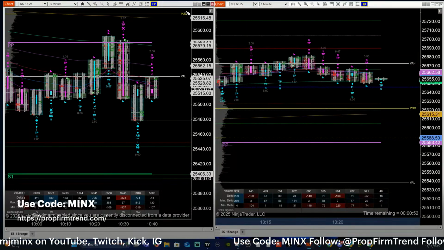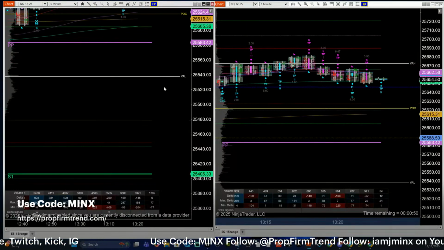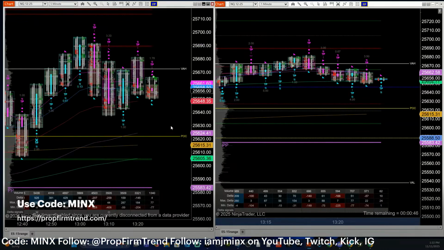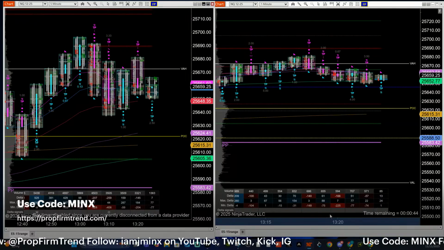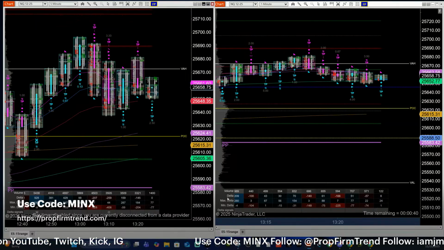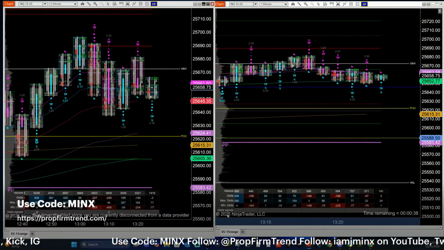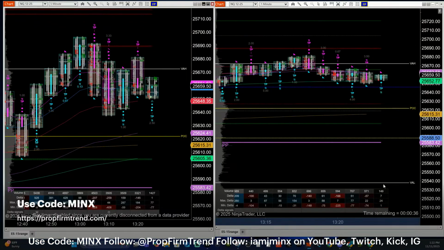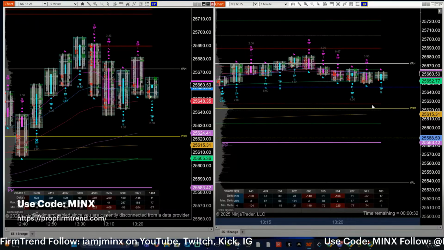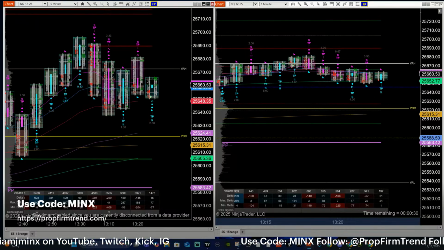Also on the bottom, I can see what the volume is per candle. I can see the delta, max delta, minimum delta. You can customize. That's another thing. This is very customizable, at least for me.